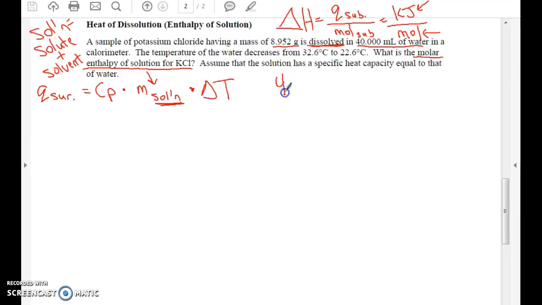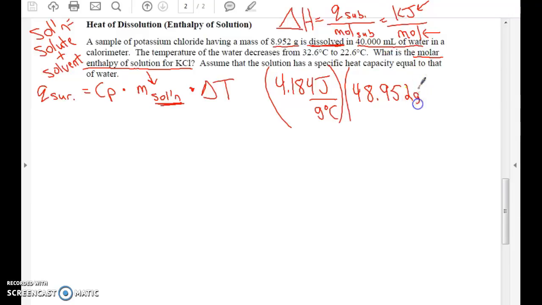So we get the specific heat of water is 4.184 joules per gram degree C. That is a constant. That doesn't change. Now the mass of the solution, I have to add those numbers up. Now 40.000 milliliters is the same as 40.000 grams. So that makes that nice and easy. They both have 3 decimal places. And remember, you go by decimal places when you're adding. So that's 48.952 grams. And now we do delta T.